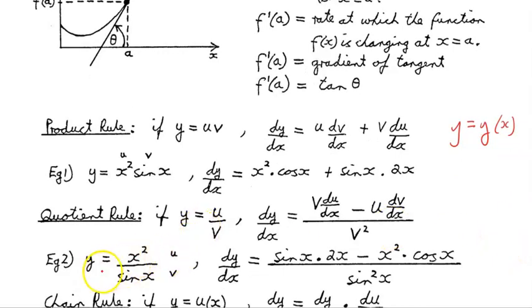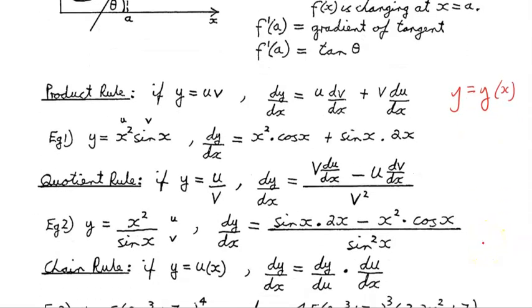Let's say we start with y equals x squared on sine x. So x squared will be u again, sine x will be v. Then dy dx will be v, sine x, times du dx, which is 2x, minus u, x squared, times the derivative of sine x, which is cos x, over v squared, which is sine squared x, and then tidy it up a bit.